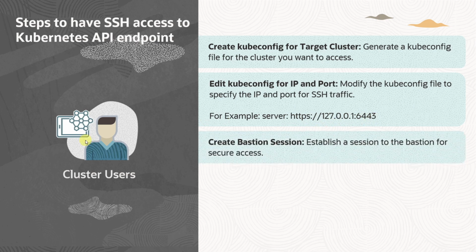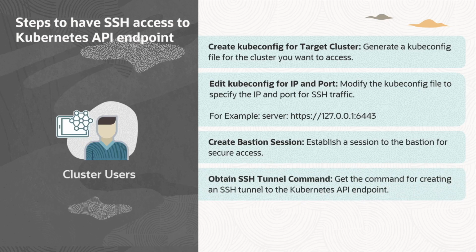Next step is to create a bastion session using either the console or the CLI. Next step is to obtain the SSH tunnel command either through the console or the CLI, which includes the necessary details like private key, local port, session IP, and port.